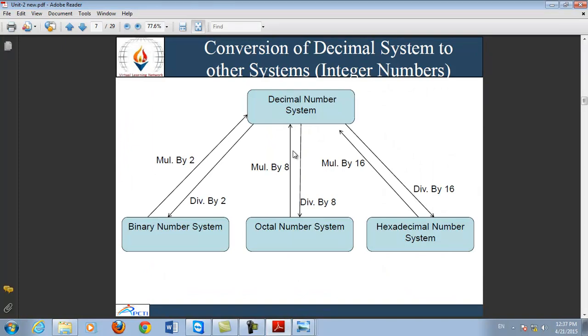Next is hexadecimal number system. Now, अगर आपको decimal number system को hexadecimal number system में convert करना है, then you have to divide it by 16, because the base of hexadecimal number is 16. And to convert the hexadecimal into equivalent decimal, you have to multiply it by 16, because the base of the hexadecimal number system is 16.